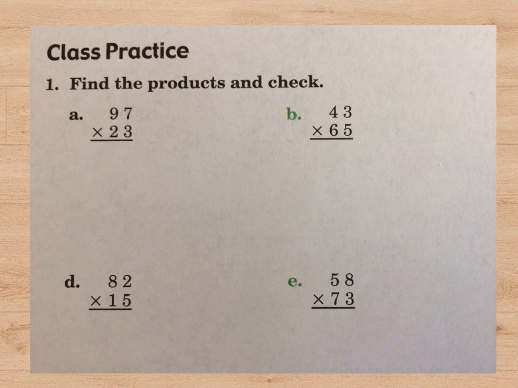3 times 7 is 21, so I'll put a 1 there, carry the 2. 3 times 9 is 27, plus 2 more is 29. I need to get rid of the 2 at the top. I'll cross it out, but you need to go ahead and erase it. Now we'll put our 0 here.